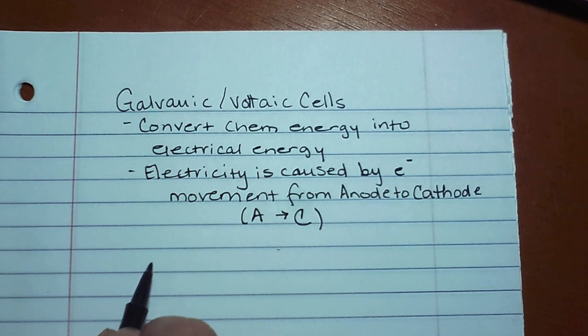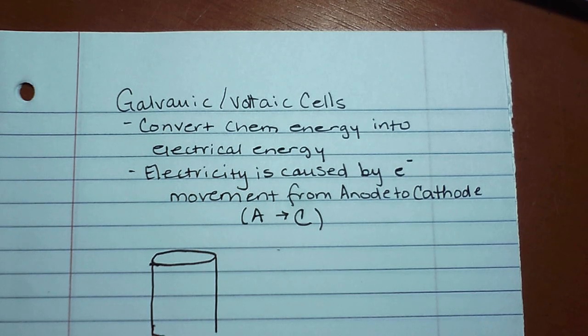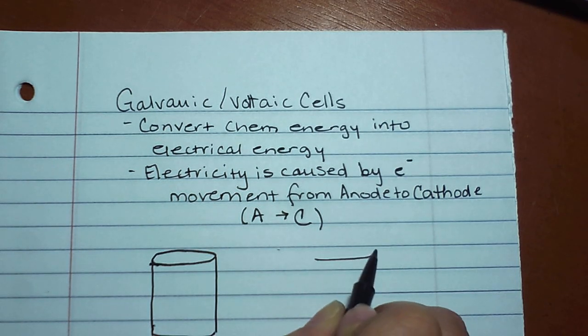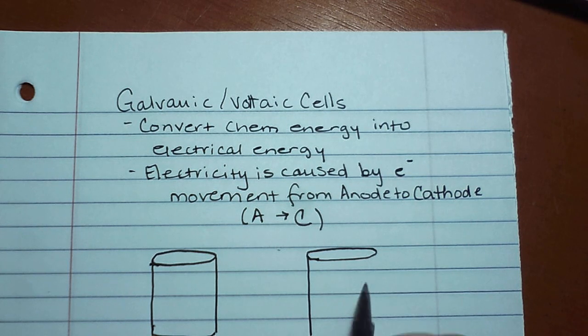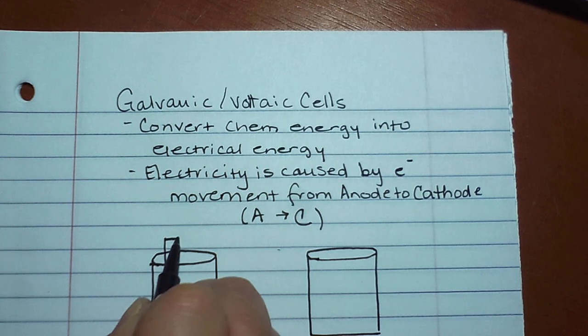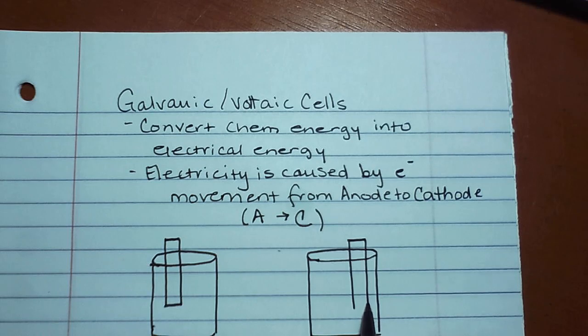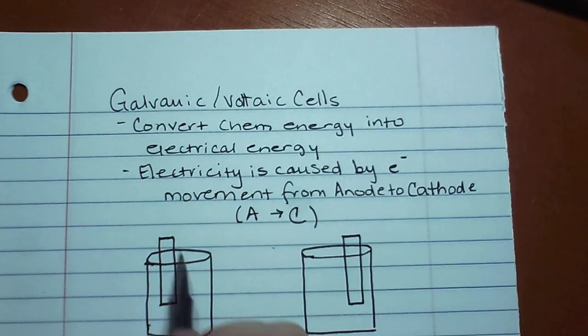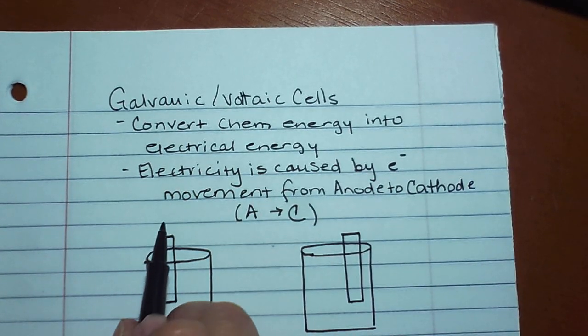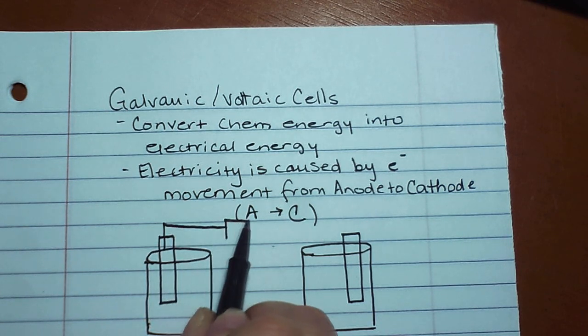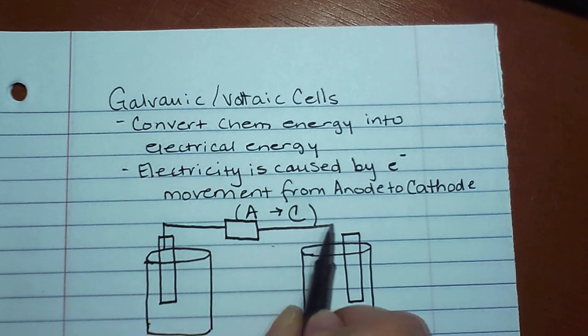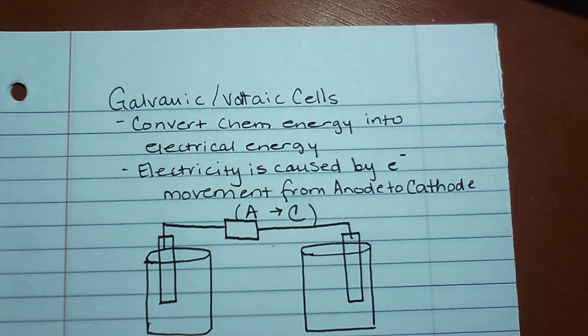So let's draw two beakers. And in those beakers, we're going to put our electrodes. I should be doing this much bigger. I think I'm going to be very sorry that I didn't. And then we're going to do the wire, and here's our load, which can be anything. It could be a meter, it could be a light bulb, it can be anything.